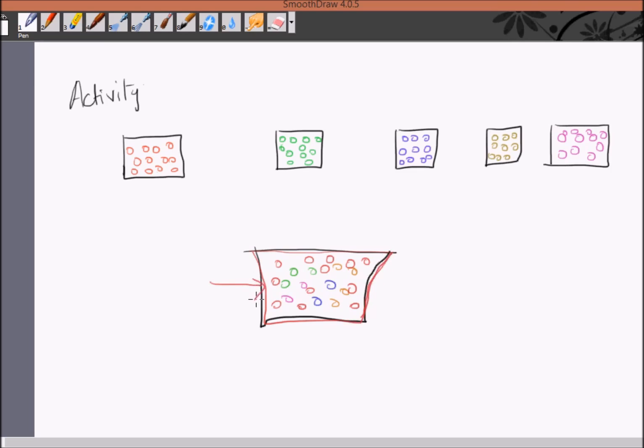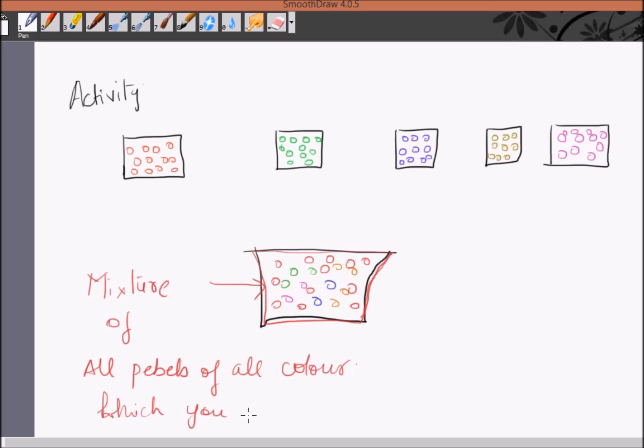So what do you say this box is having? You will say it is a mixture of all the pebbles of all the colors which you have in the individual boxes, right? So this is a kind of mixture.